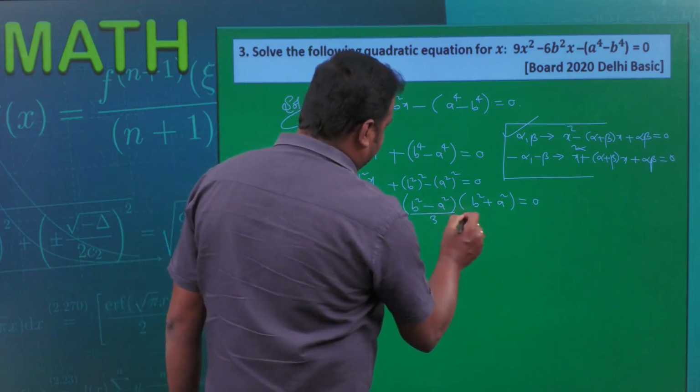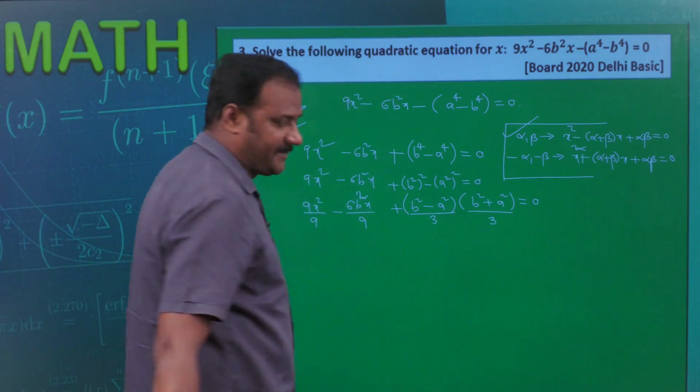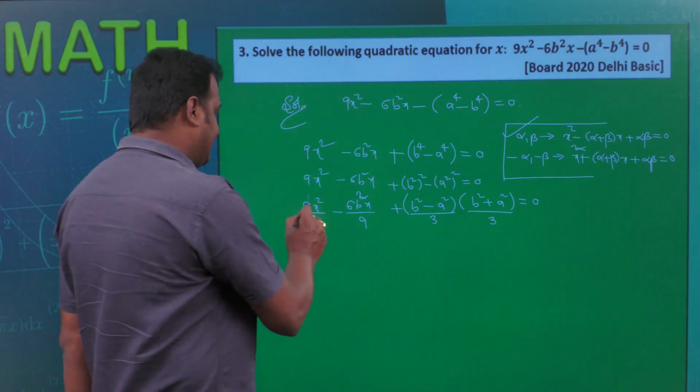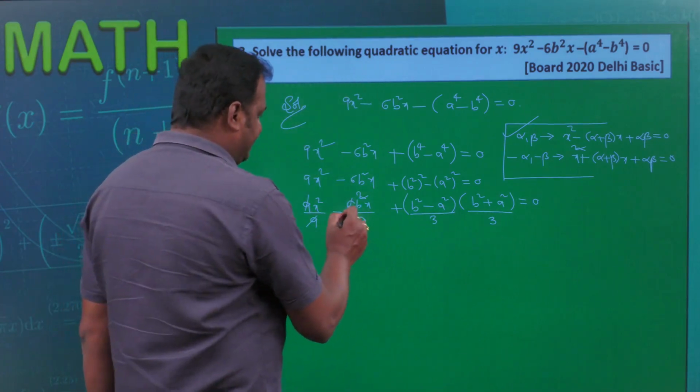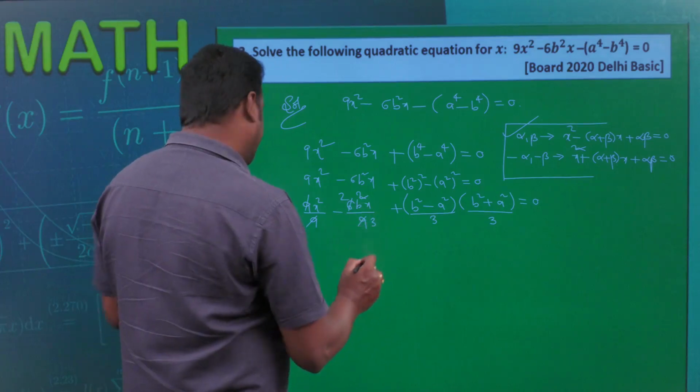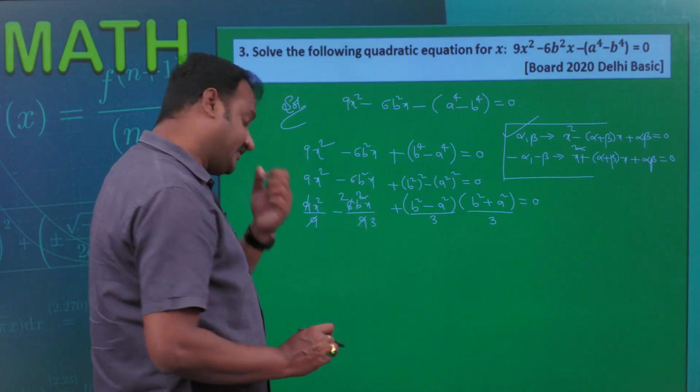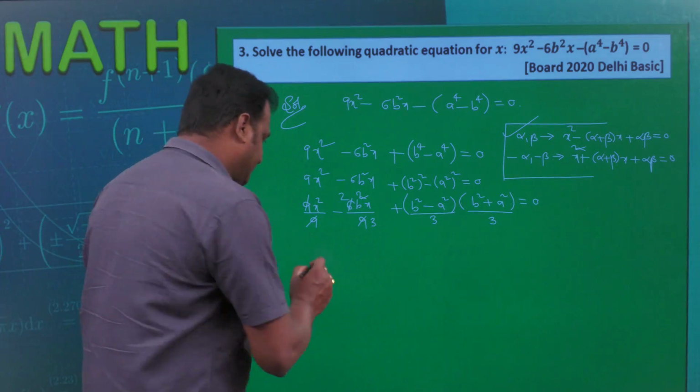So I am going to write this as divided by 3, divided by 3, because 3 3s are 9. Here 9 9 gets cancelled, and here 3 2s are 6, 3 3s are 9. Once you observe here clearly, we are almost towards the end of the problem.